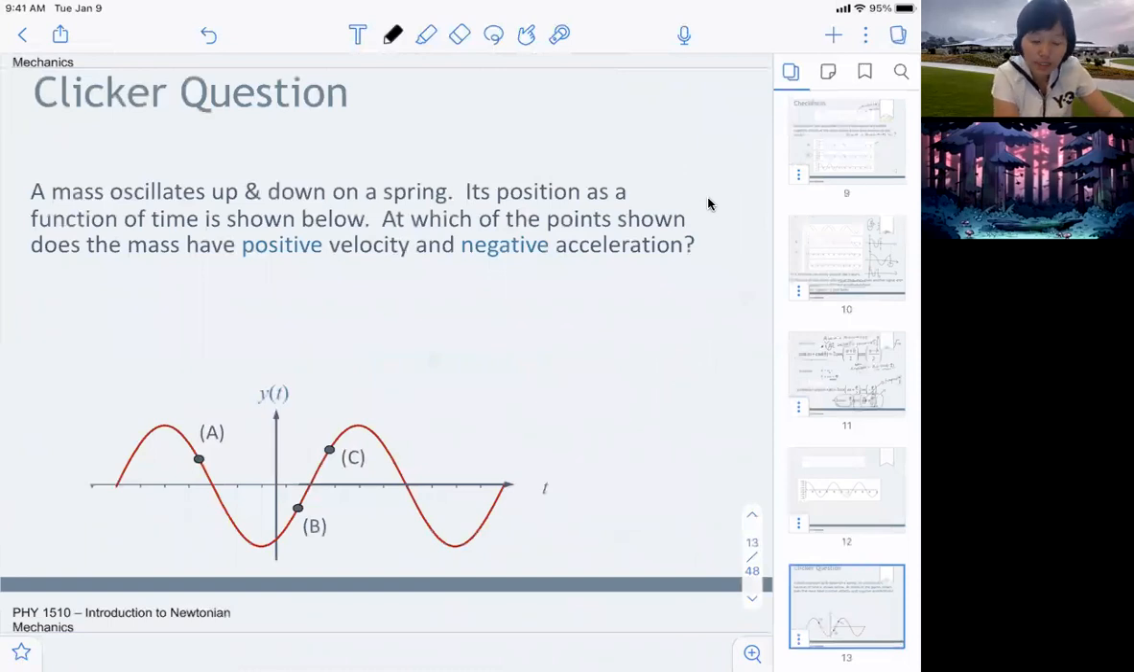All right, so now let's look at a question that you are going to answer. We have a mass oscillating up and down on a spring. So it's now going up and down. I think it's easier to visualize, to combine this up and down with our wave up and down. The position as a function of time is described by a sinusoidal wave that looks like this. At which of the points does the mass have positive velocity and negative acceleration?